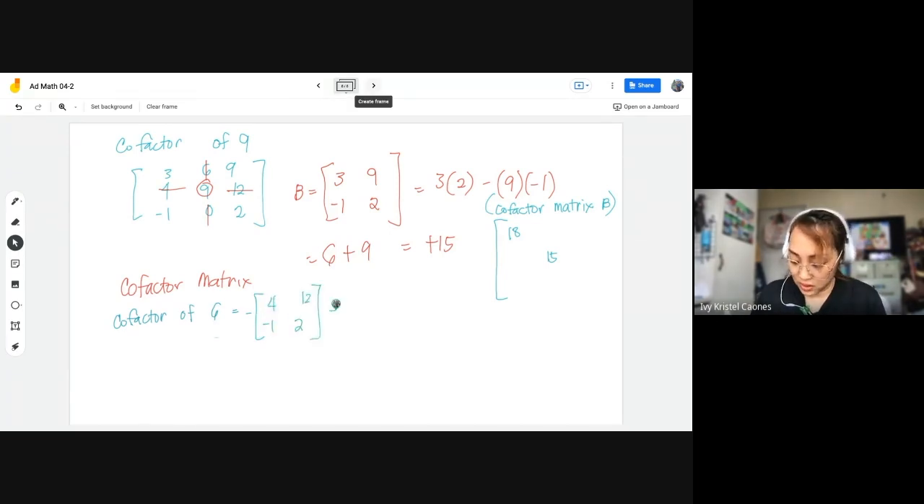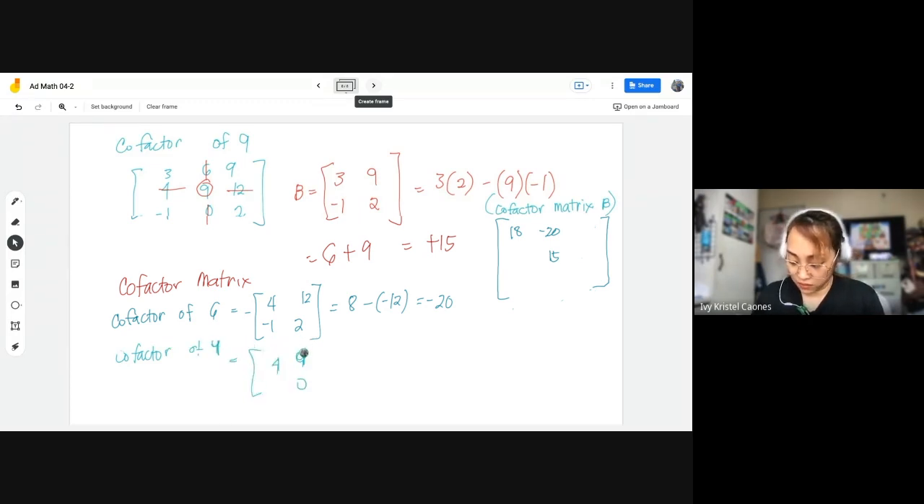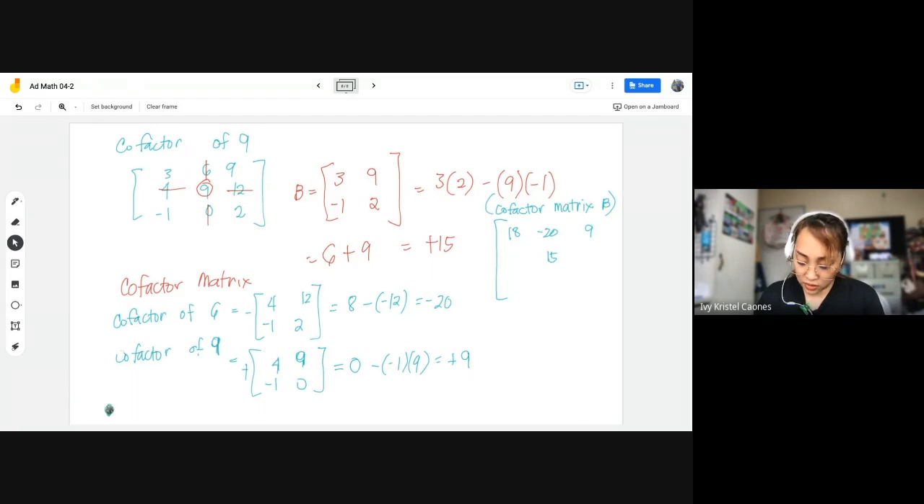So it will be 8 minus negative 12, or simply negative 20. The cofactor of 9 is 4, 0, 9, negative 1. So that is 0 minus negative 1 and 9, which gives you positive 9. Then the cofactor of 4 will use negative 6 and 9, then 0 and 2. So that is negative 12.